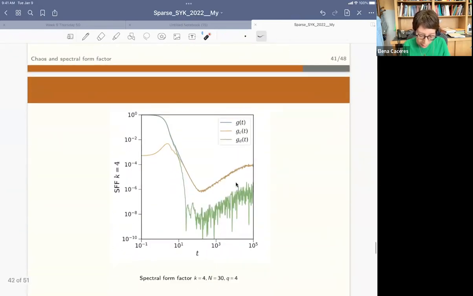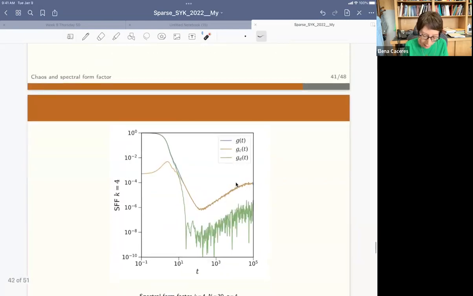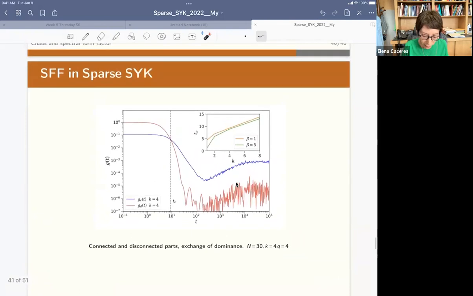What we did is look at the critical time where they exchange dominance. We pushed our numerics as much as we can to be closer to the all-to-all SYK, and we could see this time becoming lower and lower and lower.